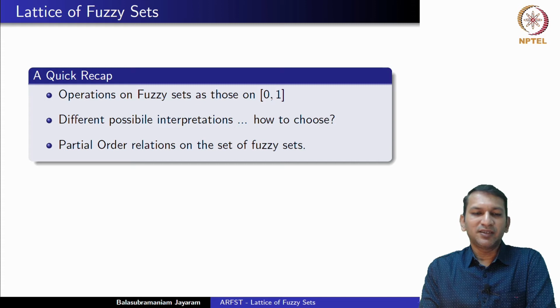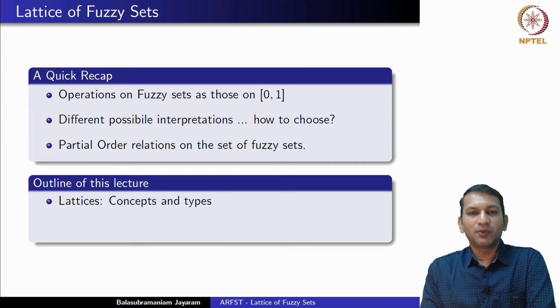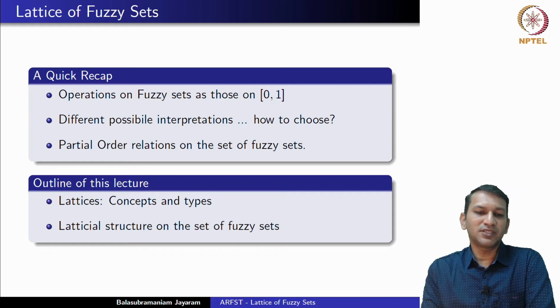Towards this end, we have made a beginning by looking at a partial order relation that could be defined on the set of fuzzy sets, thus making the set of fuzzy sets a poset. In this lecture, we will look at a special type of poset called lattices and go on to show actually we could have a lattice structure on the set of fuzzy sets.